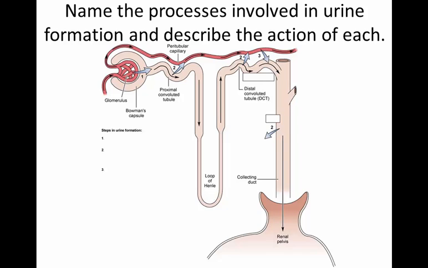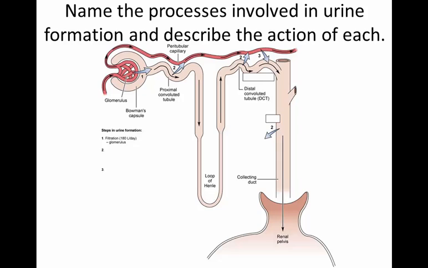Let's take a look at the first step in urine formation, which is filtration. This occurs in the glomerulus. Ultimately, because the glomerulus is made up of capillaries, the blood traveling through the capillaries is under high pressure because the capillaries are very narrow.